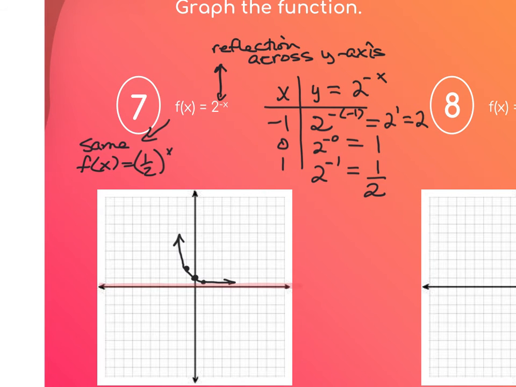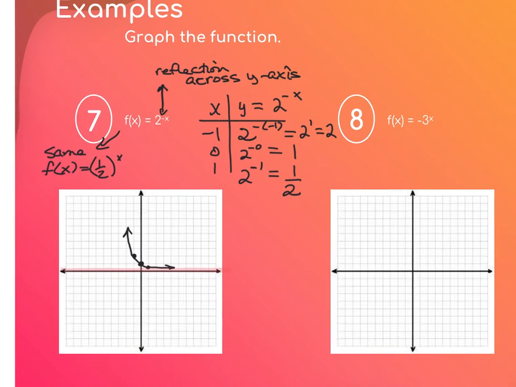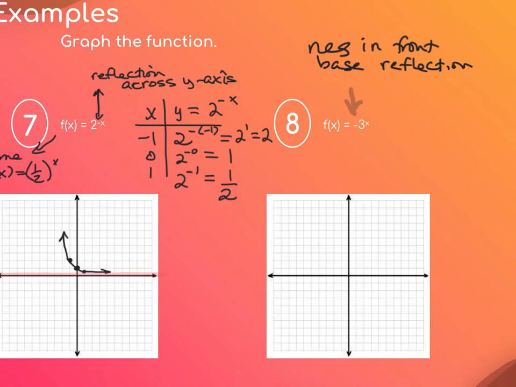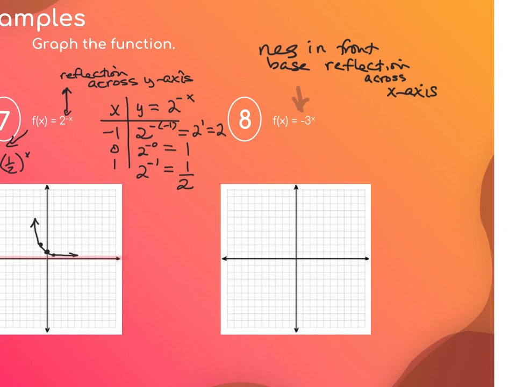The next one, when the negative sign is in front of the base, so a negative in front of the base, this is going to be a reflection across the x-axis. So again, let's give ourselves a little T-chart just to demonstrate this.